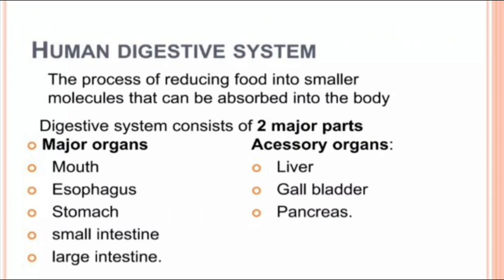The digestive system consists of two major parts, major organs and accessory organs. The list of major organs are mouth, esophagus, stomach, small intestine, large intestine. These are the major organs. Accessory organs, the supporting organs, are liver, gallbladder and pancreas. So, overall, human digestion is the process of converting food molecules into smaller molecules that can be absorbed by the body.